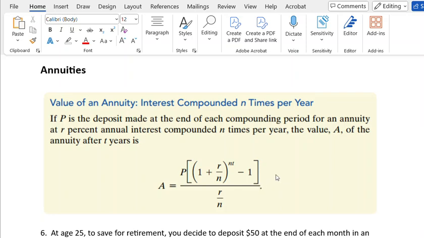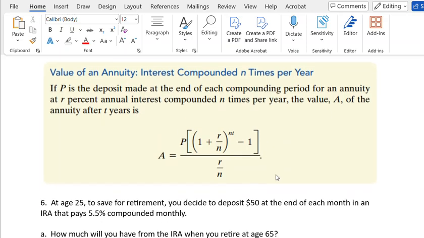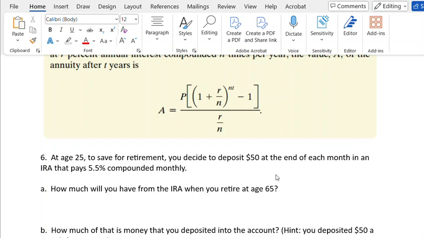So here's my annuity formula. We're going to go through this example problem here. We are starting at age 25 to save for retirement. We're going to deposit $50 at the end of each month into an IRA that pays 5.5% compounded monthly. We want to know how much you will have when you retire at age 65.